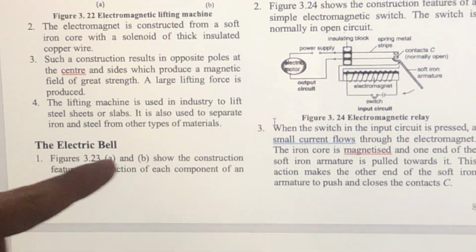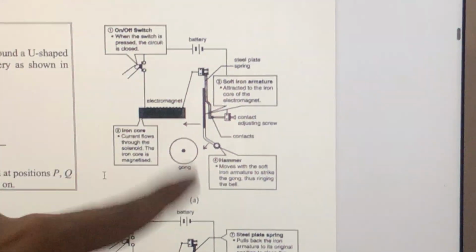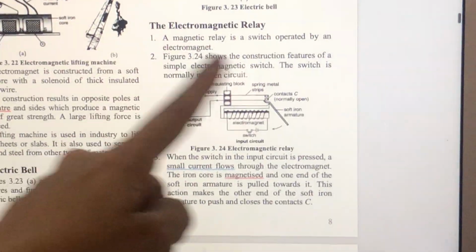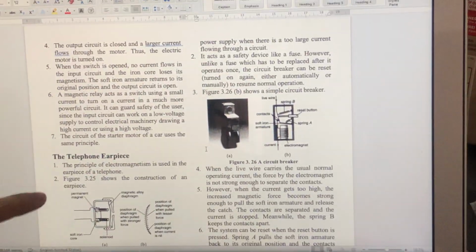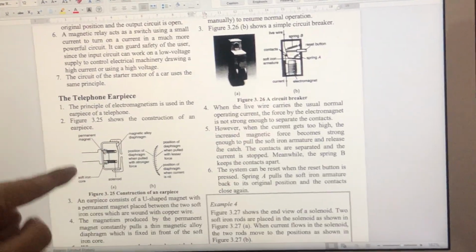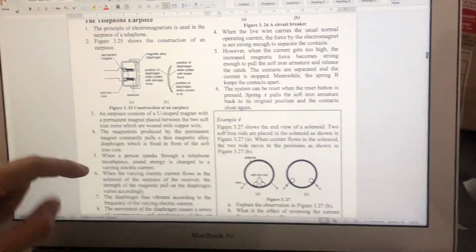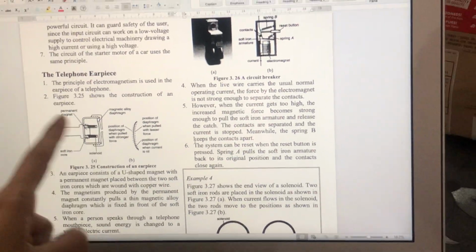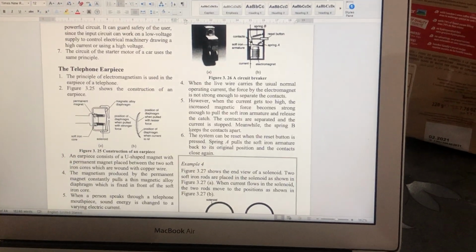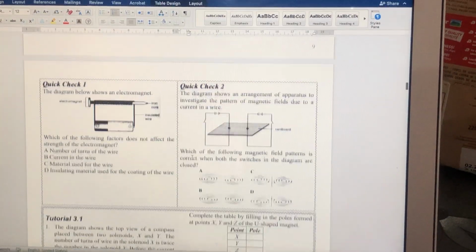Okay, so the electric bell, this one, the bell. And then we have a relay. All this was asked already in SPM. Yes, also the earpiece, speaker, microphone, circuit breaker, all these things are examples of applications of electromagnet.